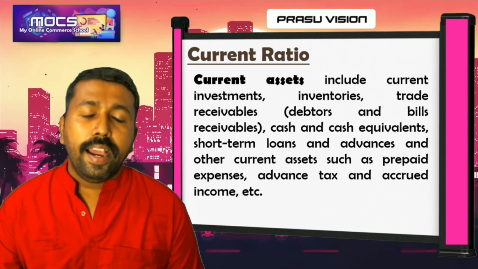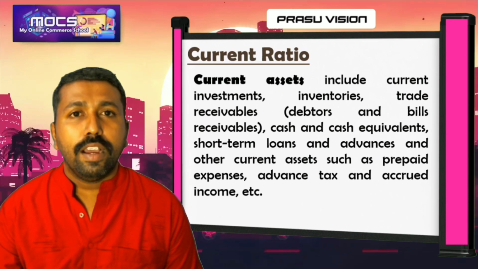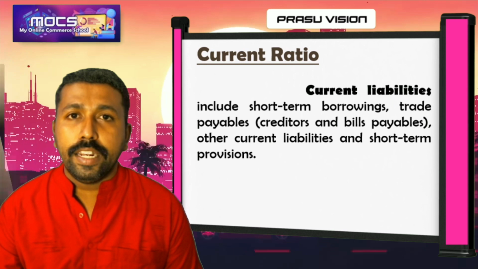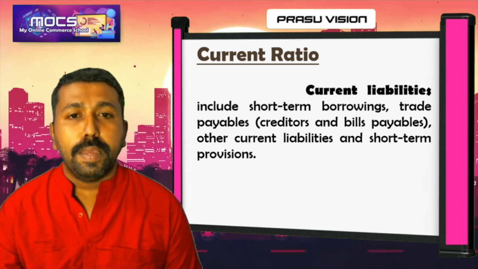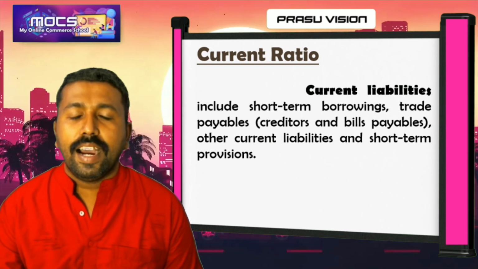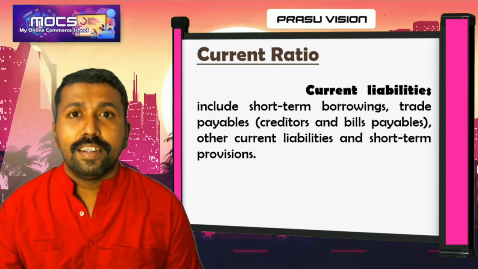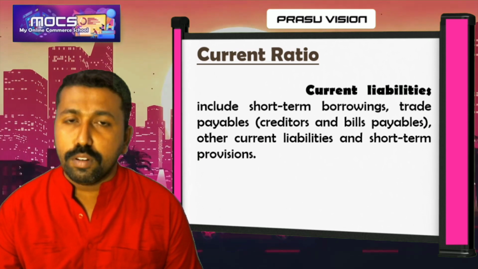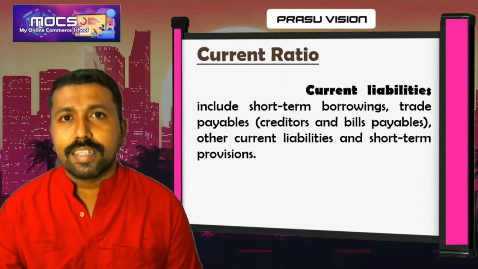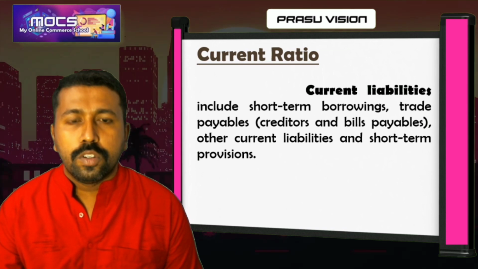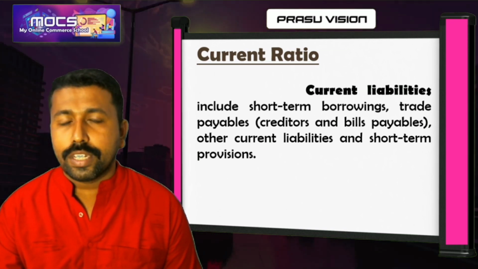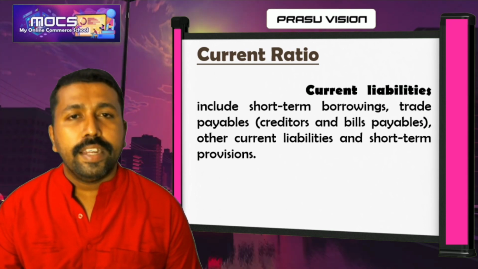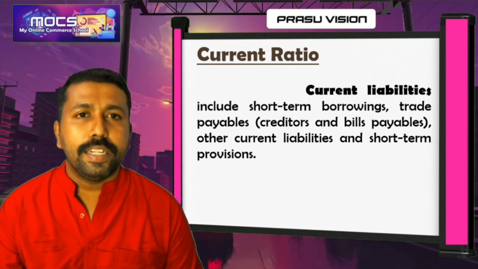So remember, how can we find out the value of current liability? There we have to identify items like creditors, bills payable, short-term borrowings, other current liabilities, maybe outstanding expenses, income received in advance, short-term provisions. All these things are considered as current liability. So keep in mind, whenever you get a question, you have to identify what items are to be considered for finding the total of current asset and current liability.